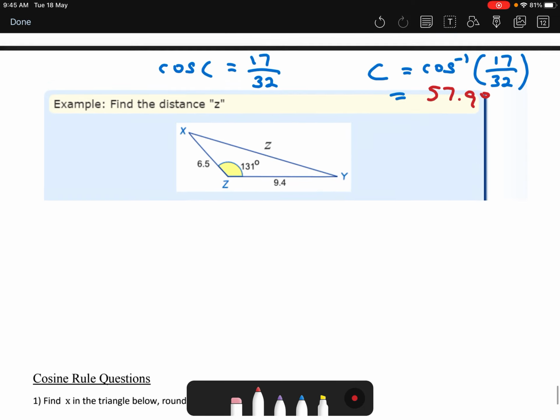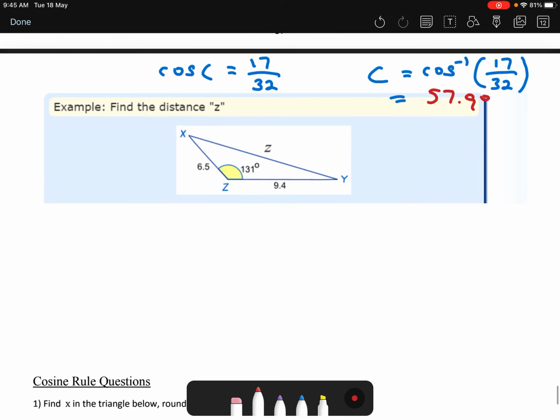Alright. Okay, so let's take a look at the last example before I let you try. Example: find the distance Z. So we have XYZ right now. We are given angle Z. We are not given distance Z. We are given side X and side Y. Since I want to find your side Z, right?